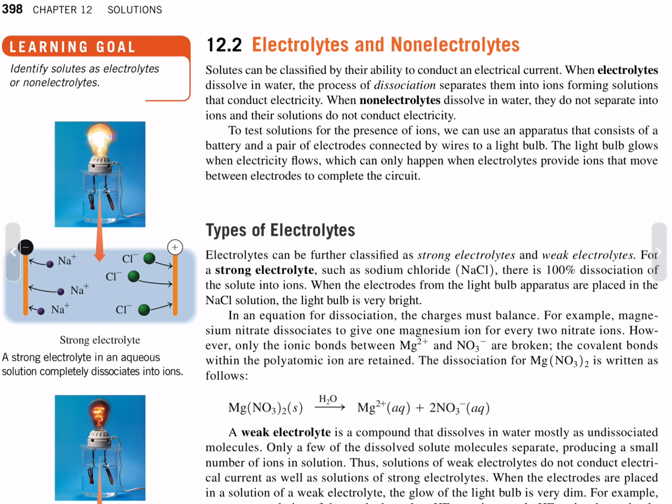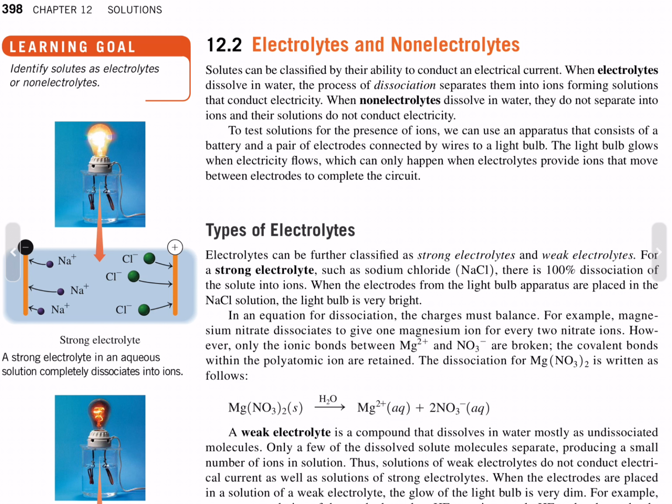To test solutions for the presence of ions, we can use an apparatus that consists of a battery and a pair of electrodes connected by wires to a light bulb. The light bulb glows when the electricity flows, which can only happen when electrolytes provide ions that move between electrodes to complete the circuit. Types of electrolytes.